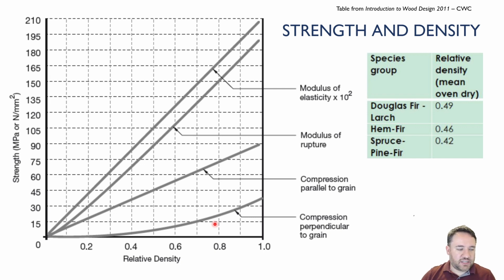You can see the density of common species that we use for construction here on the right, about 0.4 to 0.49. There's not a lot of range. So 0.4 to 0.49 is in here. So you can see that our compressive parallel to grain strength, for example, varies in quite a small range for the species that we're usually talking about. In fact, probably specimen to specimen differences are going to be much larger.